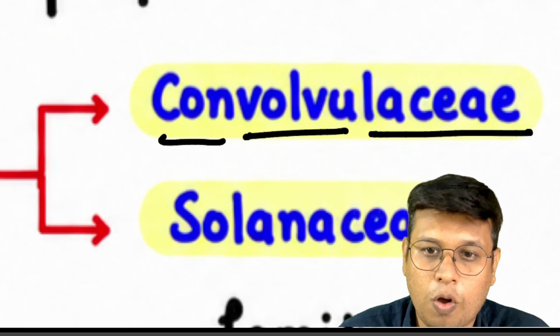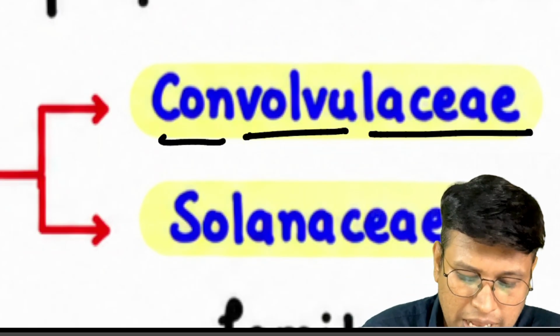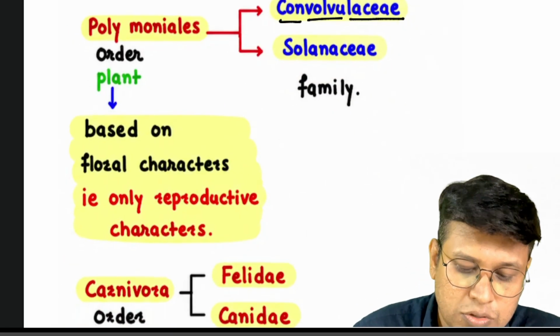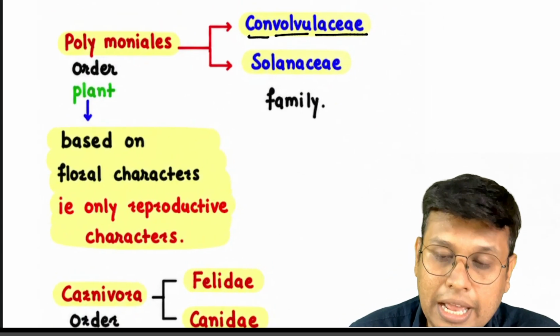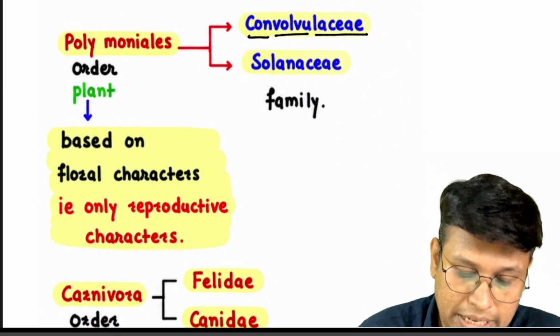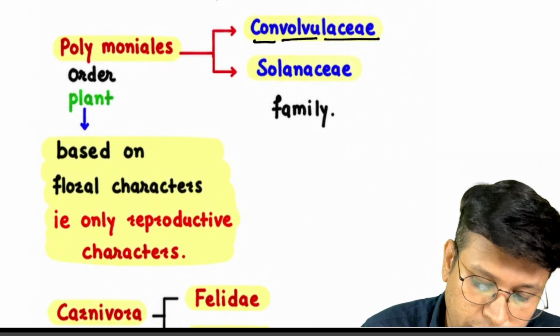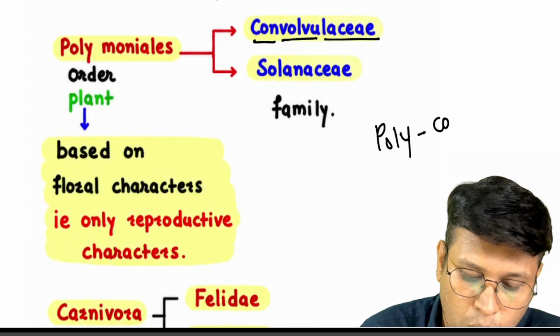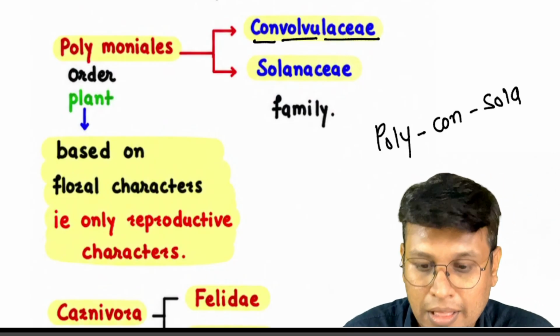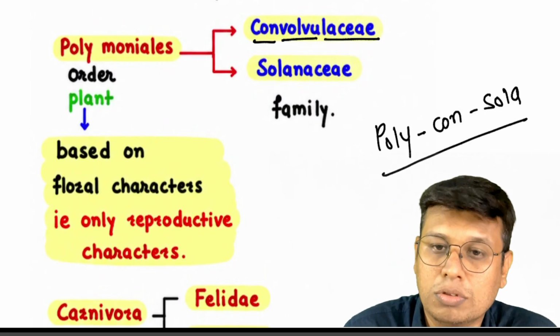So break it down: Convolvulaceae, and another one is Solanaceae. Under Polemoniales come Convolvulaceae and Solanaceae. Again, how do you remember that? Poly, con, sola. Okay, so this is the trick: Polyconsola.